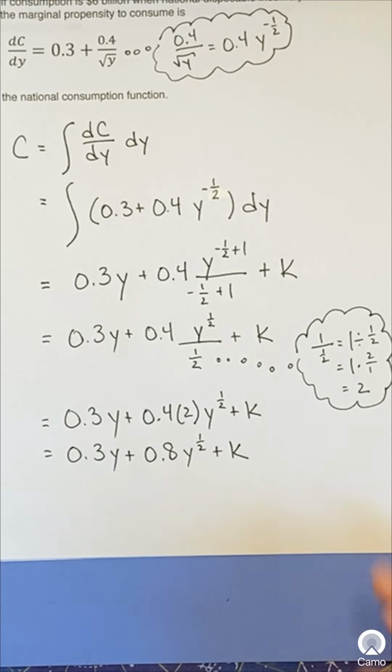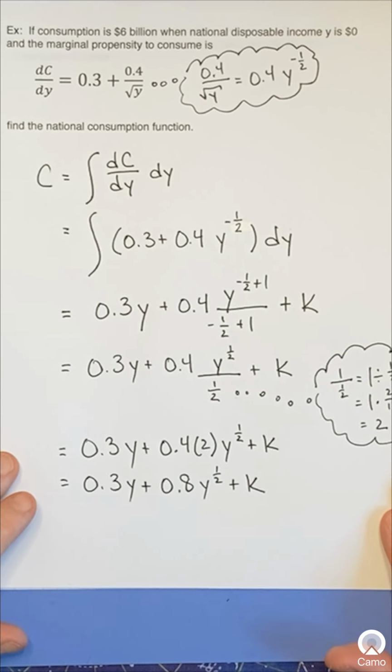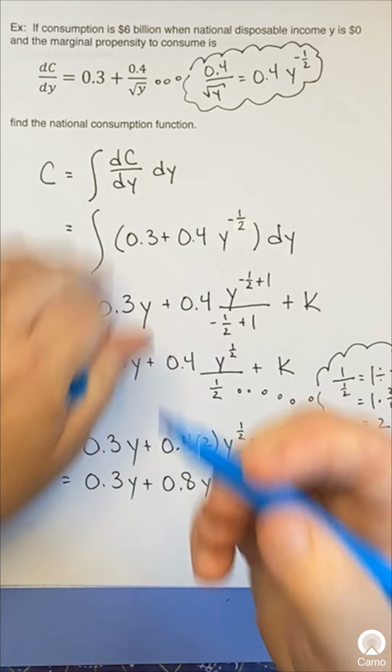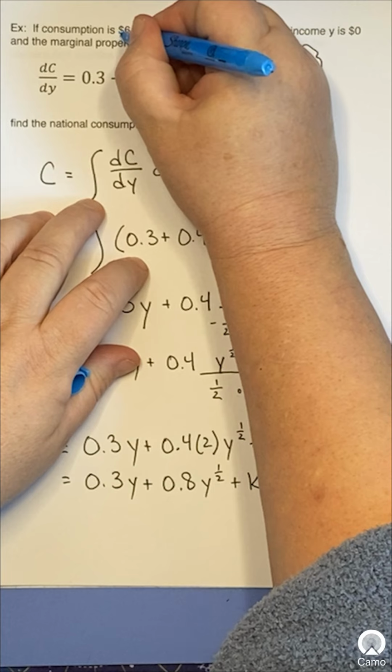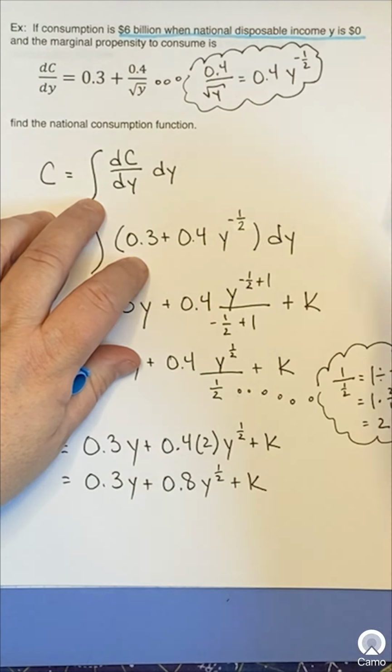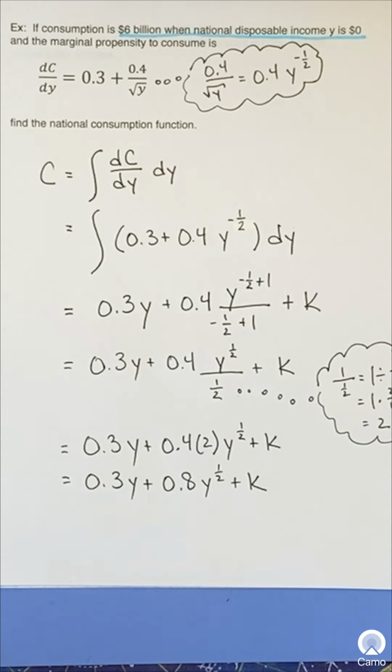Okay, so I'm not quite done because I still haven't used my, well, in the previous problem, it would have been the fixed costs, right? But this is not the fixed cost. This is when disposable income is 0, our consumption, our national consumption is still $6 billion.